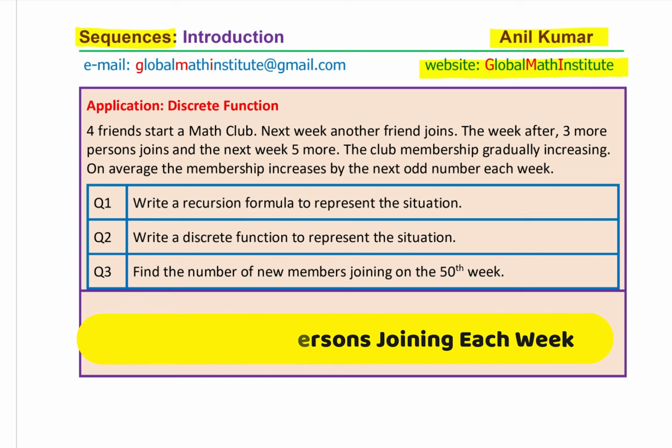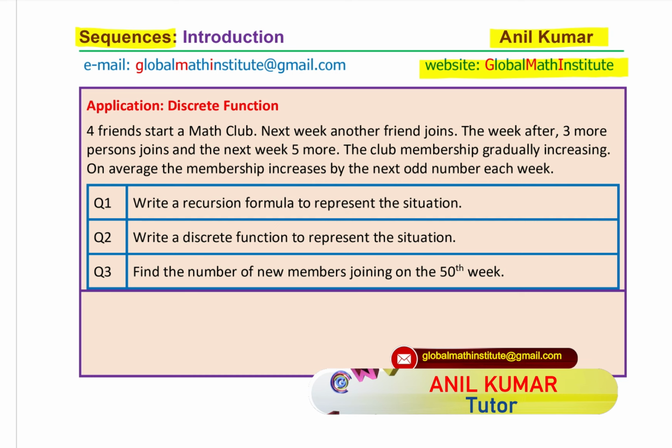Related to this, we have 3 questions here. First, write a recursion formula to represent the situation. Question number 2. Write a discrete function to represent the situation. And 3 is find the number of new members joining on the 50th week. Very important question from the test point of view.